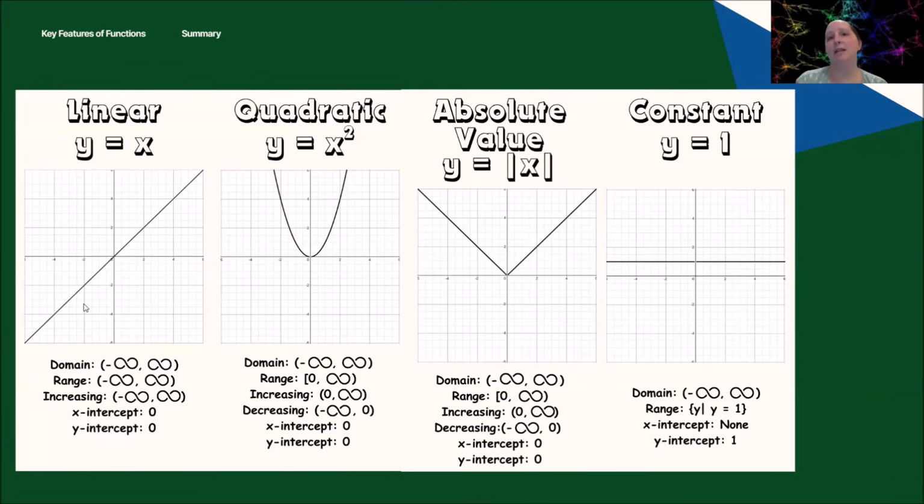Increasing and decreasing, remember, think about it like a roller coaster. And then x-intercepts and y-intercepts: wherever it crosses the x-axis, wherever it crosses the y-axis. You can have 2 x-intercepts, 1 x-intercept, or no x-intercept. Usually you will have a y-intercept, but you're not necessarily guaranteed to have one.